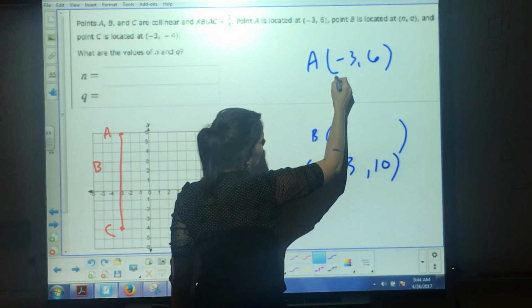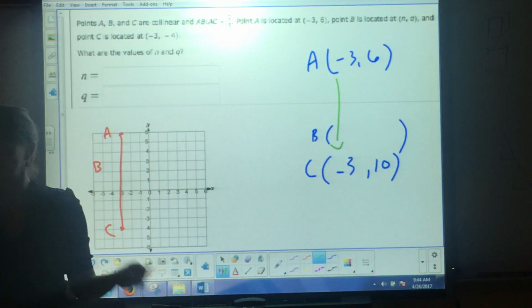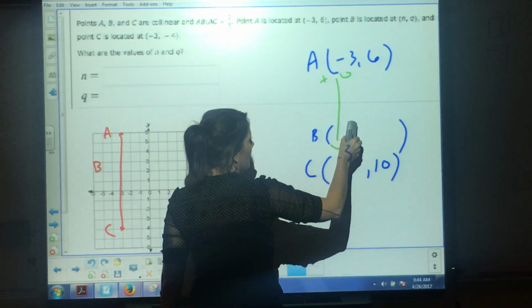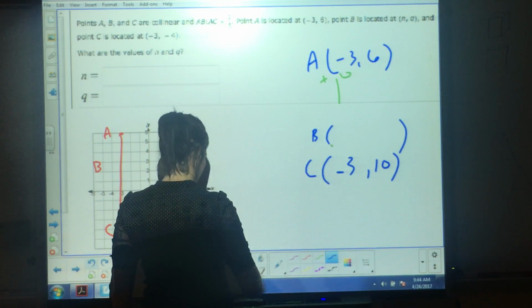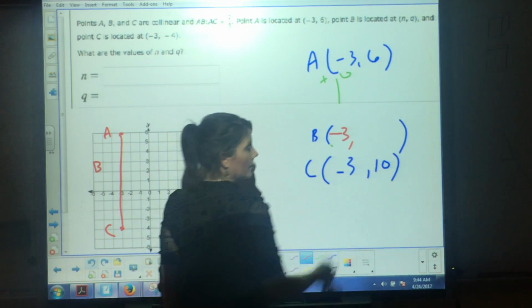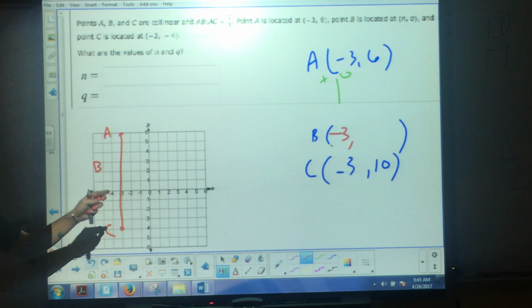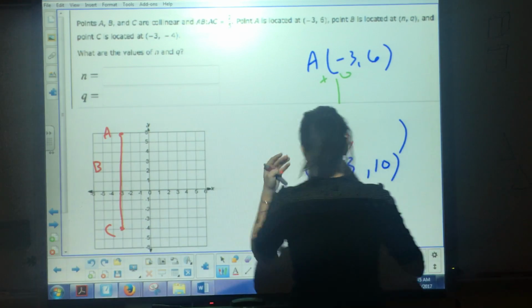All right, how do we get from here to here? 0. We did nothing. We literally added 0. So that means this here is going to be where? At -3. Look at the segment. It stays, right? It's an easy one. All right, so now you look here.